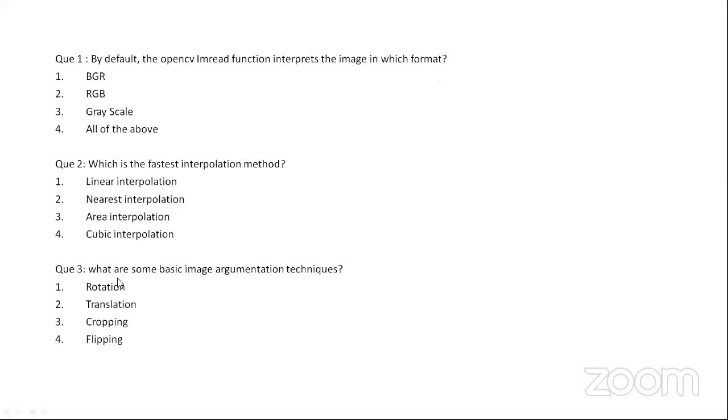So what are some basic image augmentation techniques? First rotation, second translation, third cropping, fourth flipping. Can we have an answer? Yeah, one and two. All. Okay. Can you repeat? Yeah. What are some basic image augmentation techniques that we apply in our data set if you want to increase the number of images in your data set?